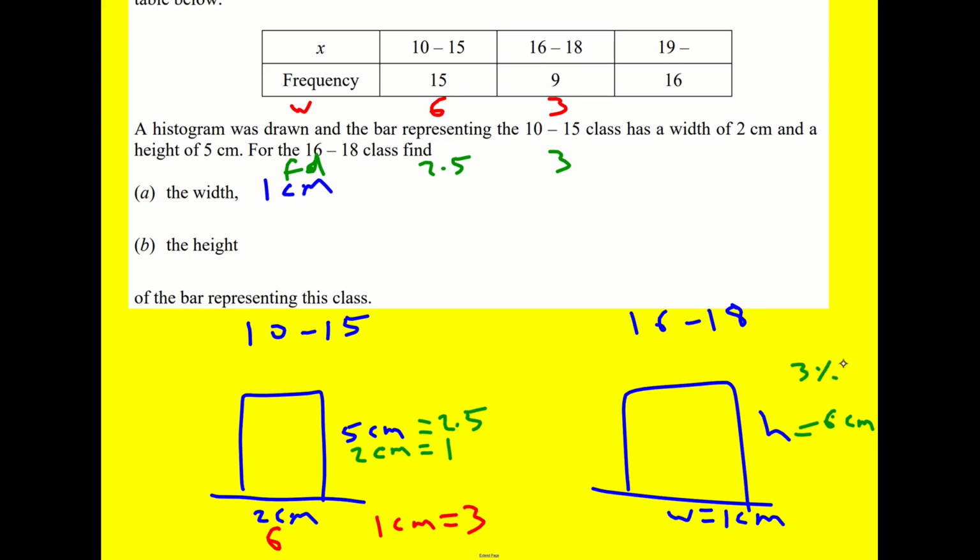I'm just using proportion here. Be careful with it, don't rush it. These are my answers, 1 centimeter and 6 centimeters. I hope you're happy with that and I've explained it okay. Did my best anyway.